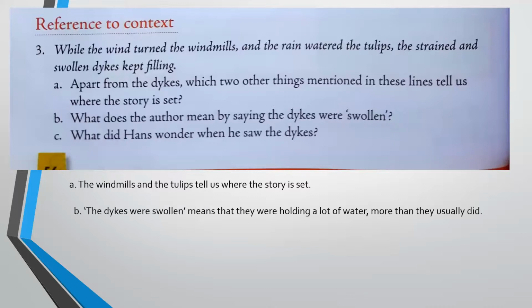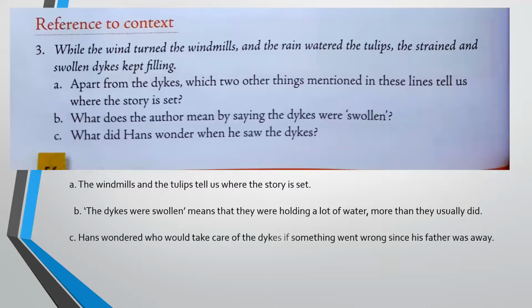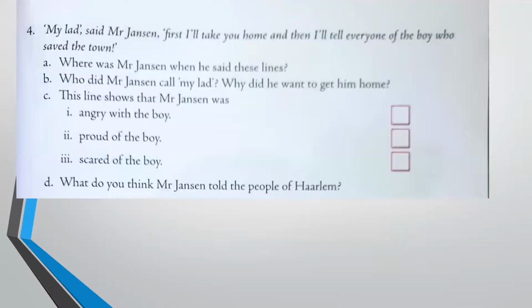B. What does the author mean by saying the dikes were swollen? Swollen. The answer: the dikes were swollen means that they were holding a lot of water, more than they usually did. C. What did Hans wonder when he saw the dikes? Hans wondered who would take care of the dikes if something went wrong, since his father was away. Got it? Let's go to the next one.